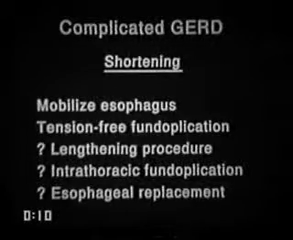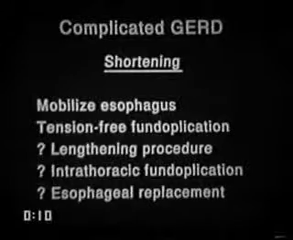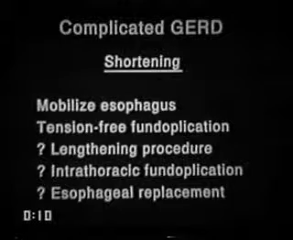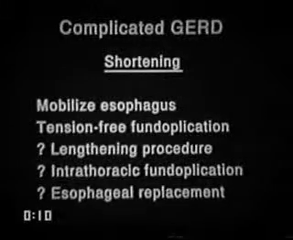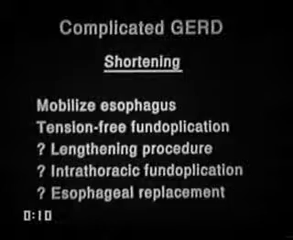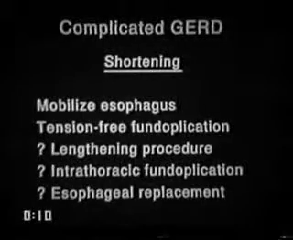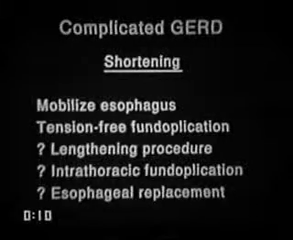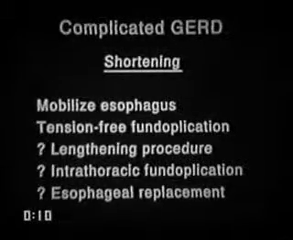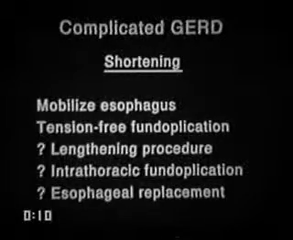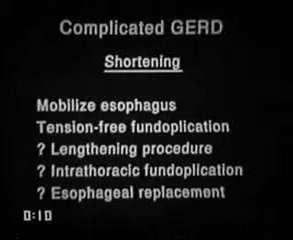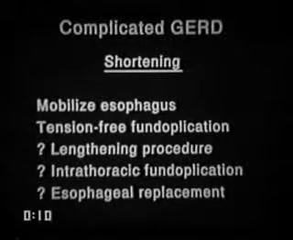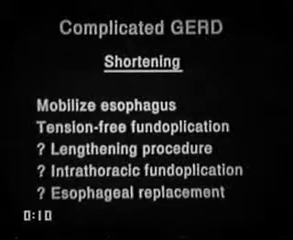When the operation is performed, it should always be performed transthoracically as opposed to transabdominally or laparoscopically, because extensive mobilization of the esophagus is quite important. Usually mobilizing the esophagus up to the level of the aortic arch is not feasible through the abdomen. Now, if you can get sufficient mobilization of the esophagus so that you have a normal intra-abdominal length of esophagus and do a tension-free fundoplication, then that's fine. You'll get very good results.